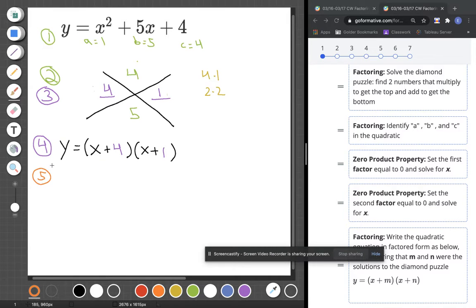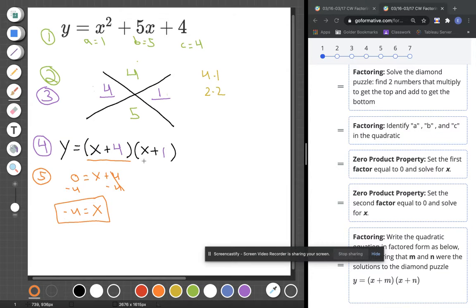Finally, our fifth step is we're going to use the zero product property to solve for x in both of these. And just very simply, that means we're going to take our first factor and we set it equal to 0. So x plus 4 equals 0. Well, these are one-step equations. You need to get x by itself, so we're going to subtract 4 to both sides. Well, 0 minus 4 is just negative 4, so x equals negative 4. That's one of our zeros.